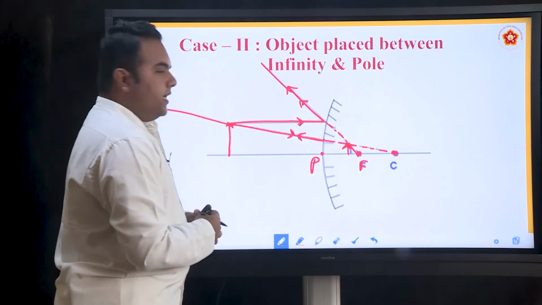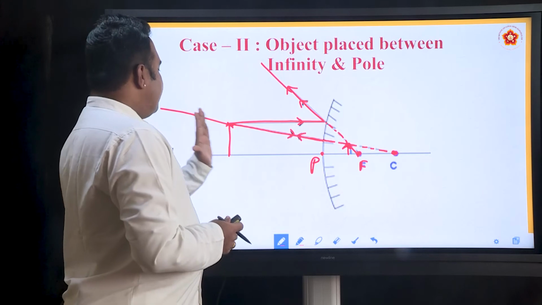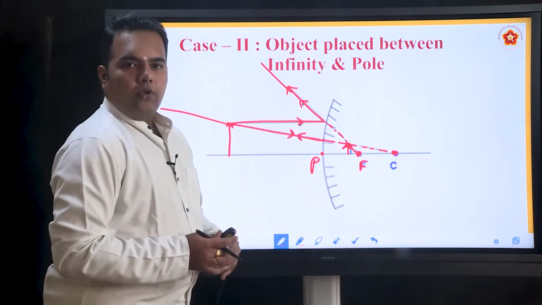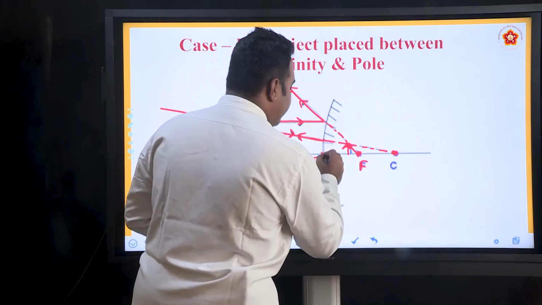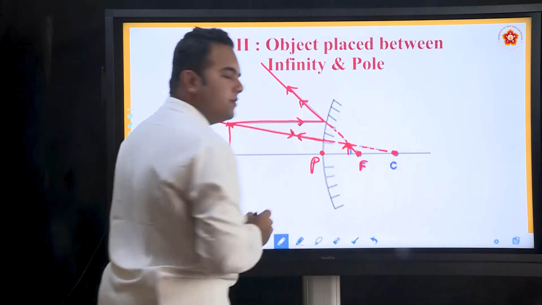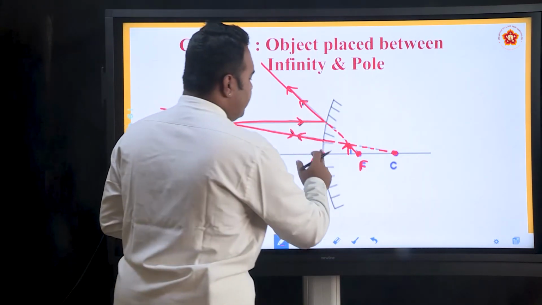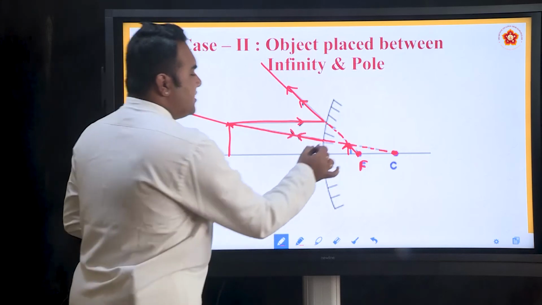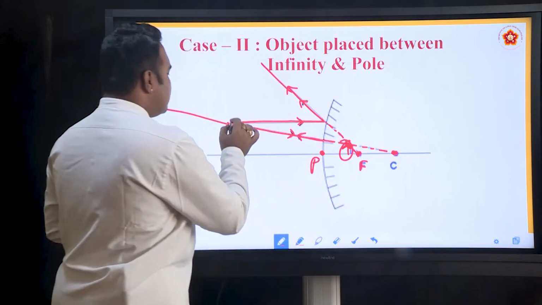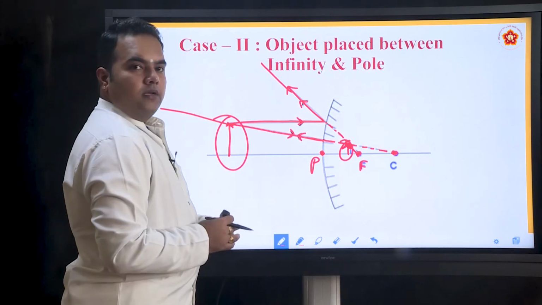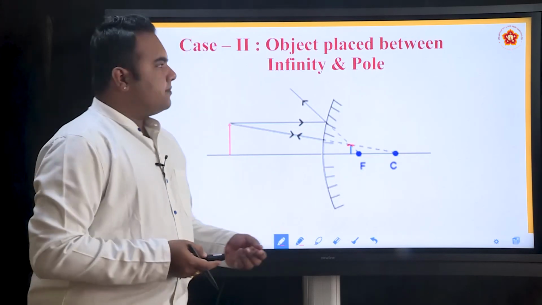Whenever the object is placed in front of the mirror near the convex mirror, that is, object placed between infinity and pole, the image is always formed inside the mirror between pole and the focus. A virtual image which is erect is formed between pole and the focus, and the size of the image, if you see, is diminished compared to the size of the object. These are the only two cases that appear in the convex mirror.